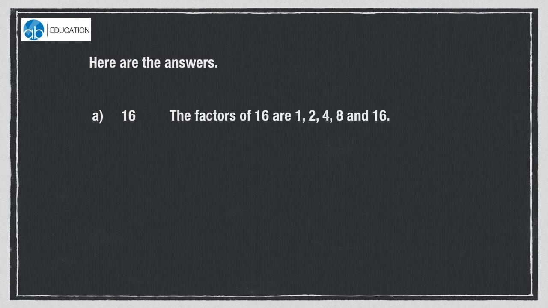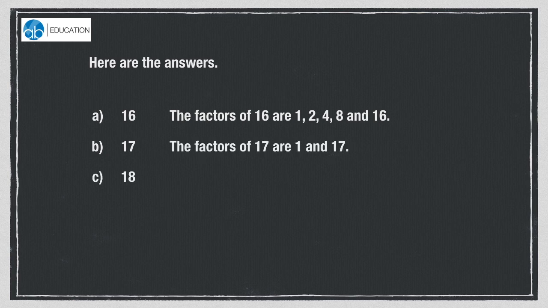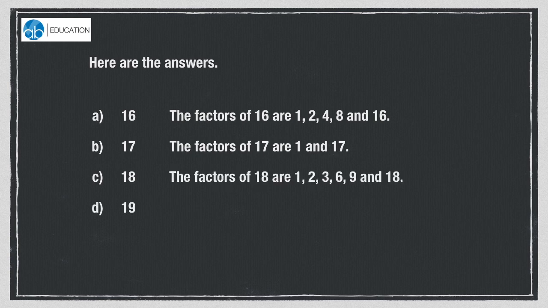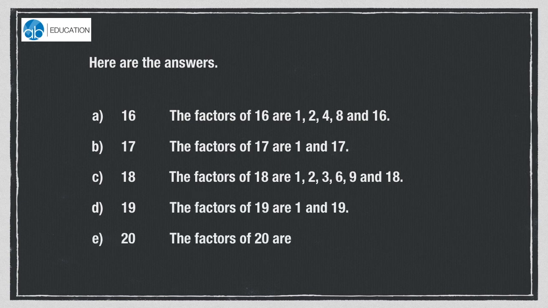Here are the answers. The factors of 16 are 1, 2, 4, 8 and 16. The factors of 17 are 1 and 17. The factors of 18 are 1, 2, 3, 6, 9 and 18. The factors of 19 are 1 and 19. The factors of 20 are 1, 2, 4, 5, 10 and 20.